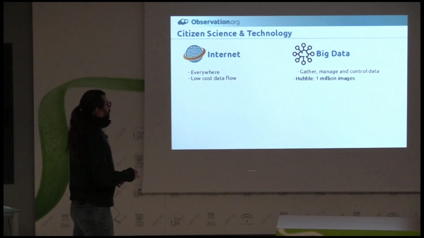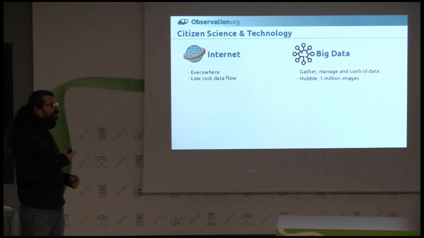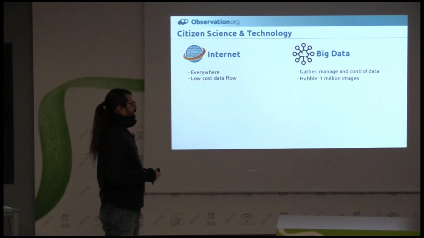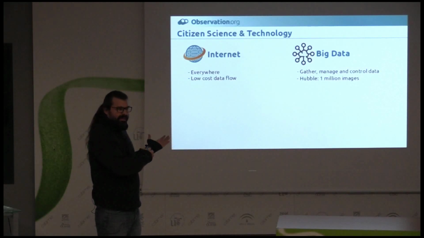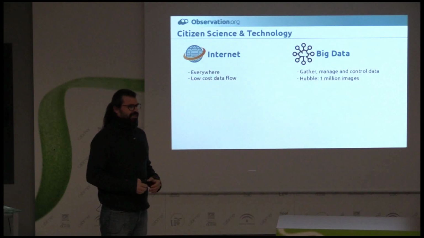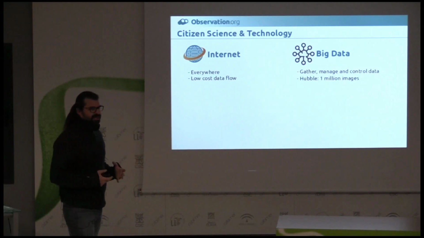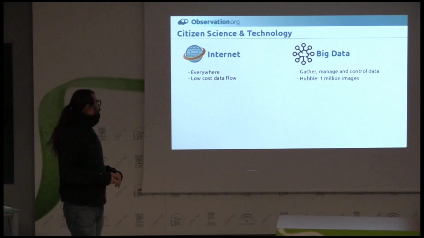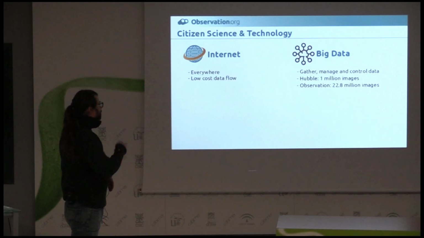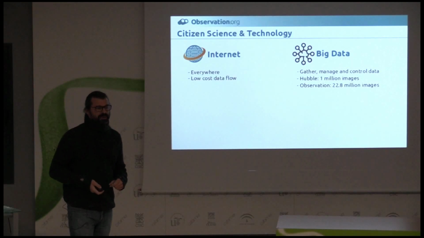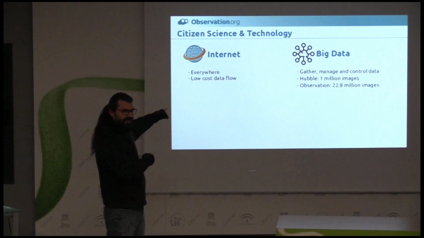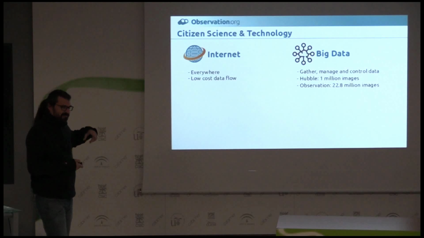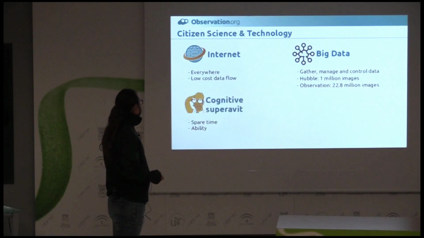For example, the Hubble took 1 million images during its lifespan. It's still working, but, well, 1 million images is a lot to process. And you have to take all that information and extract knowledge from it. Well, that was the Hubble, but now in observation.org we have 22.8 million images. What are you going to do with 22.8 million images? Well, that's nothing. There is much more information on the internet.